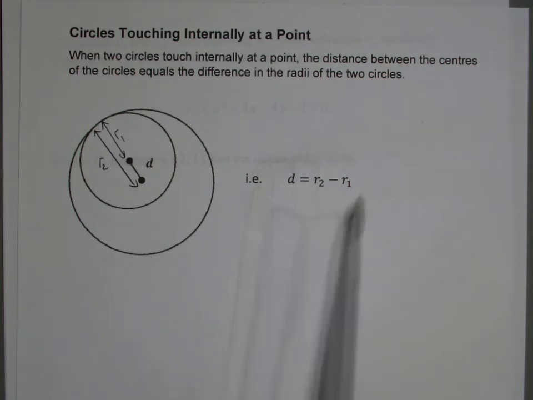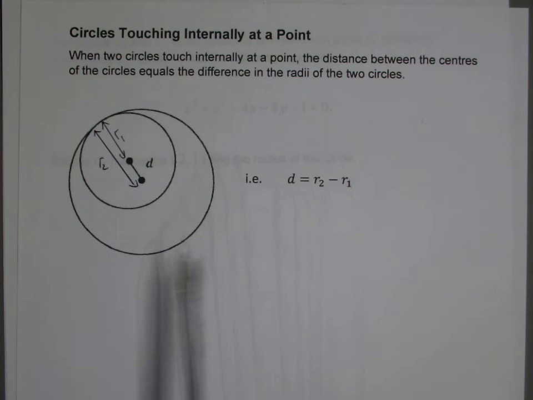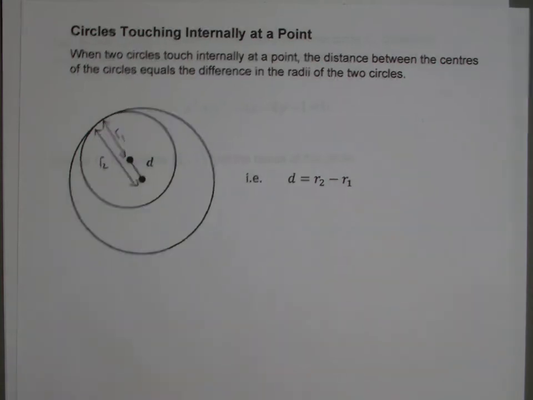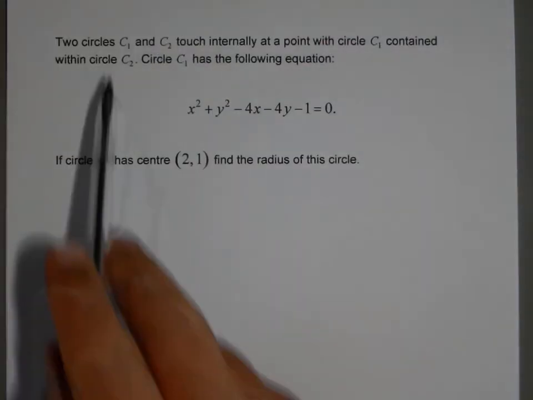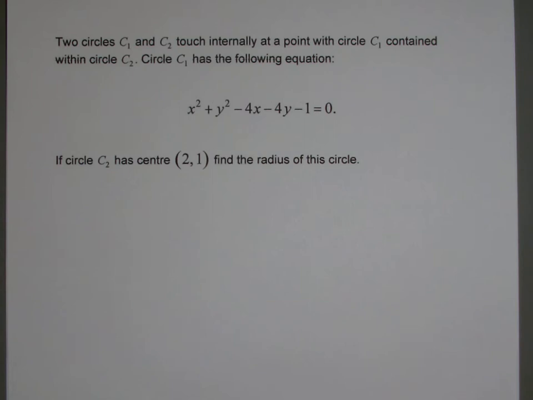So we can use this. If they say they touch internally, we can use that formula, or sometimes we have to use it to prove that they touch internally. Okay, so let's look at an example. It says here two circles C1 and C2 touch internally at a point with circle C1 contained within circle C2. So it's a bit like what we just saw in that diagram.